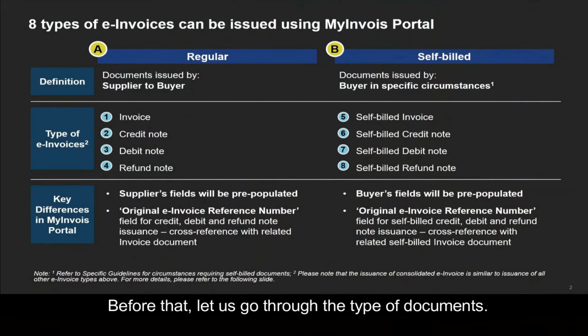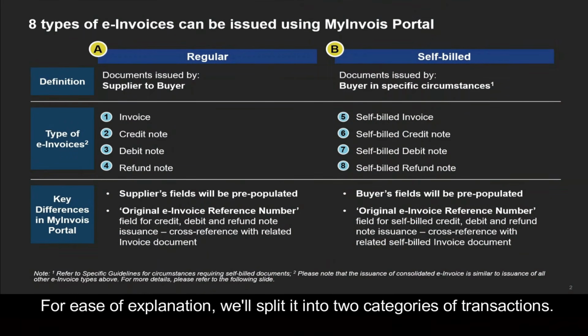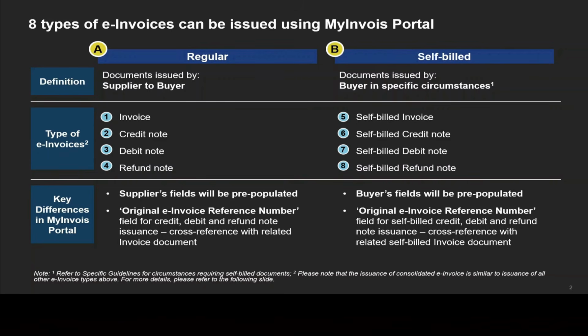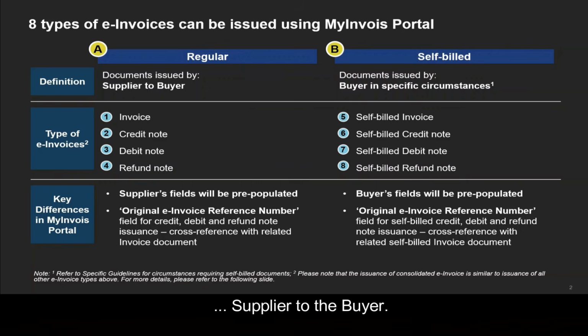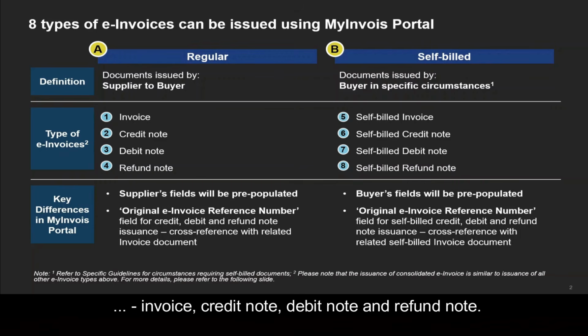Before that, let us go through the type of documents. For ease of explanation, we will split it into two categories of transactions. The first category is regular documents. These refer to the documents by the supplier to the buyer. There are four types of documents under it: invoice, credit note, debit note, and refund note.